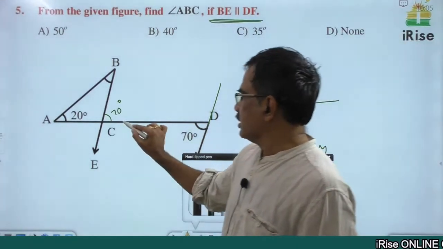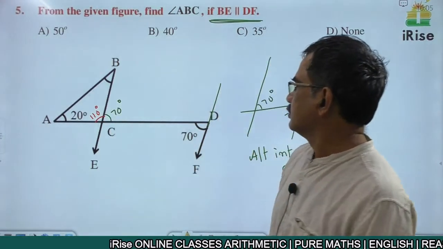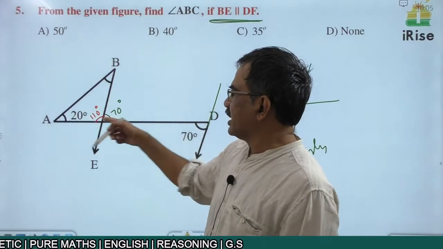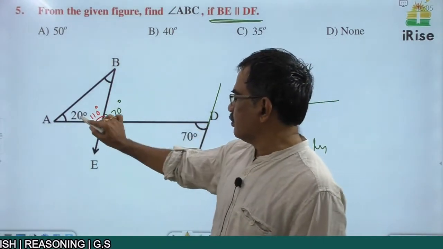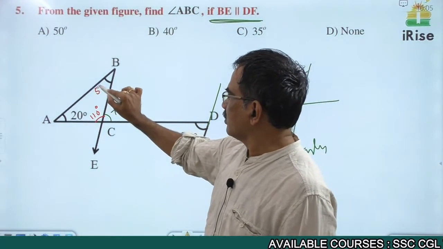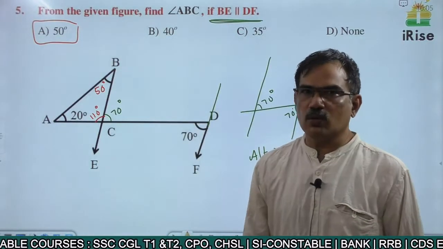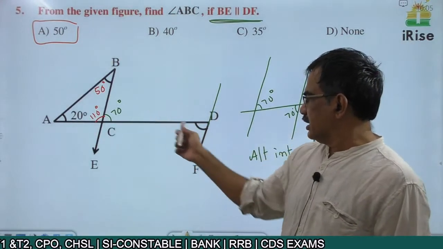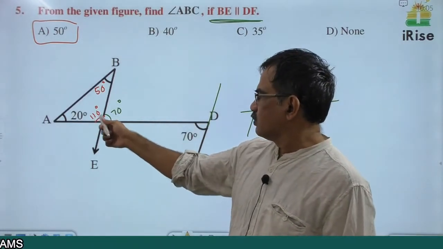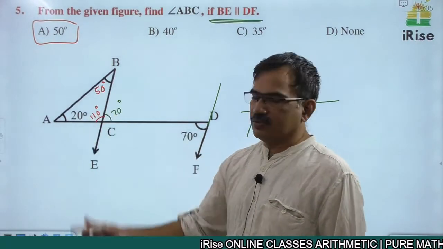If this is 70 degrees and this is a straight line, this angle is 110 degrees. Again, this is a triangle. The sum of three angles of a triangle is equal to 180. 110 plus 20 is 130, so the third angle is 50 degrees. The answer is 50. Total is 180. Alternate interior angles are equal, and if this is 70, this is 110, they form a linear pair on a straight line. So 130 plus 50 is 180.